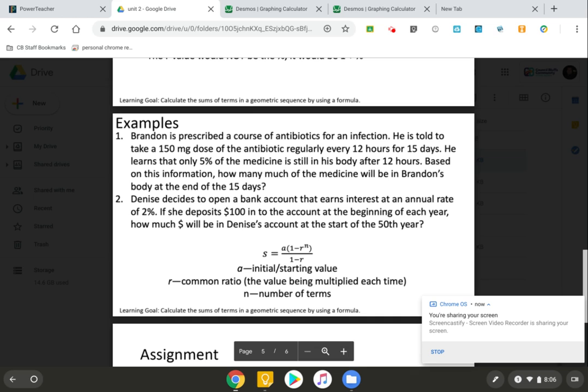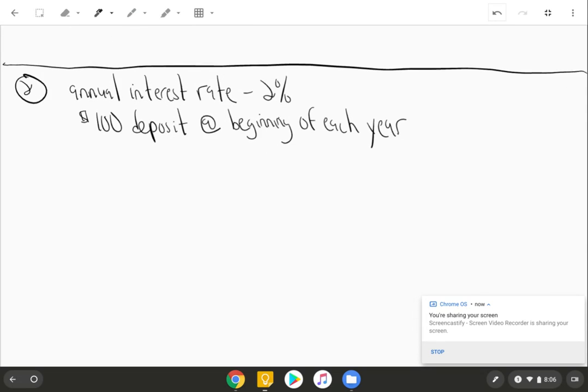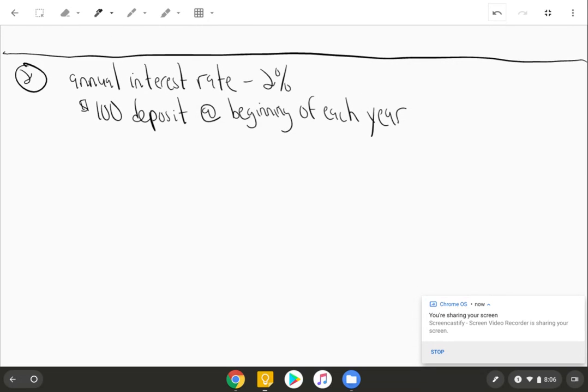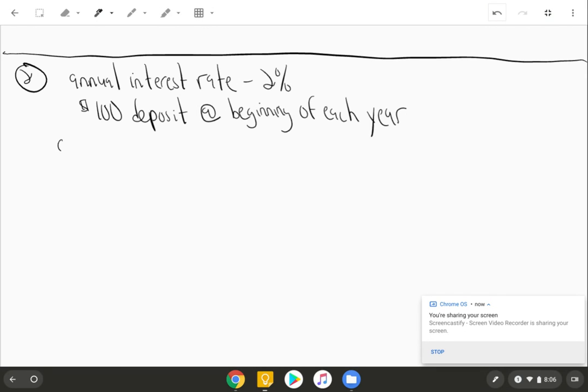All right, so let's look at this. Her annual interest rate is 2%, and she's making a $100 deposit at the beginning of each year. We want to know how much money is going to be there at the start of the 50th year. So let's write our formula down.